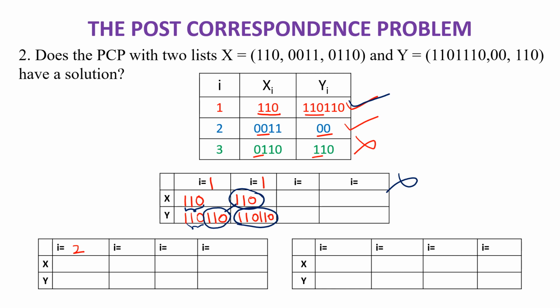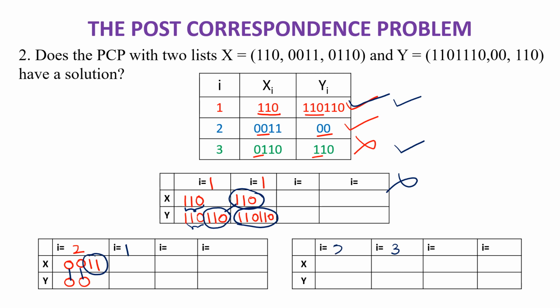So the next choice left over is i equals 2. If i equals 2, we have x2 equals 0, 0, 1, 1, y2 equals 0, 0. So on the numerator and denominator side the two zeros are matched, and at the numerator end we are left with two ones. To compensate those two ones, on the denominator side I must have two consecutive ones, and that is possible in i equals 1 and i equals 3. So we'll take both the possibilities, i equals 1 and i equals 3.